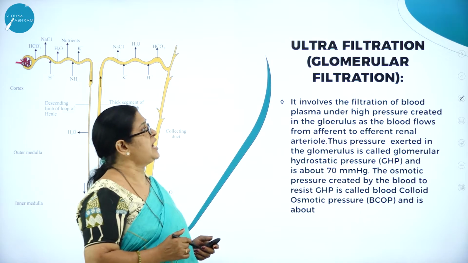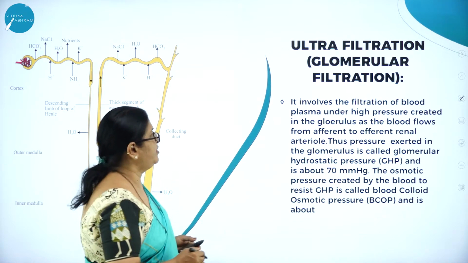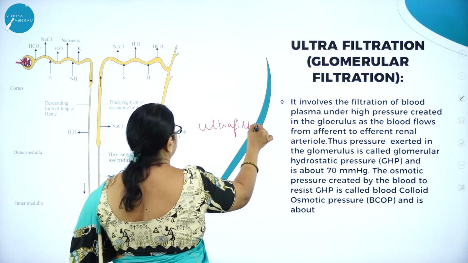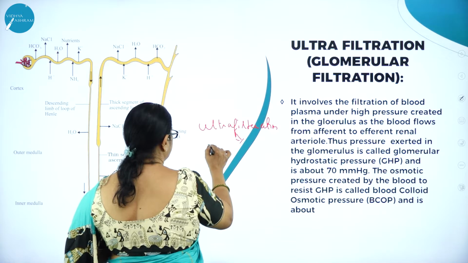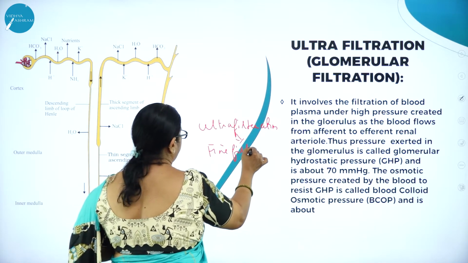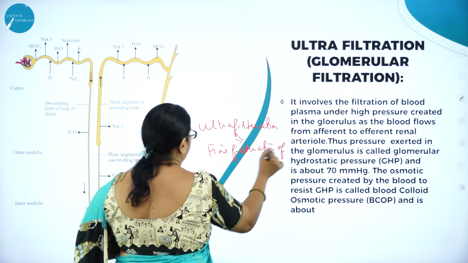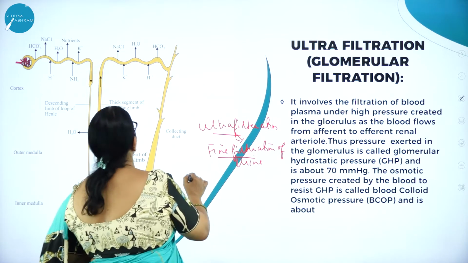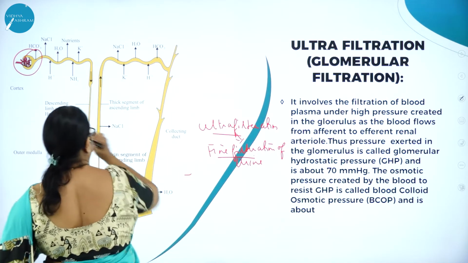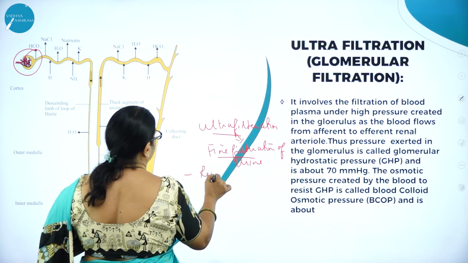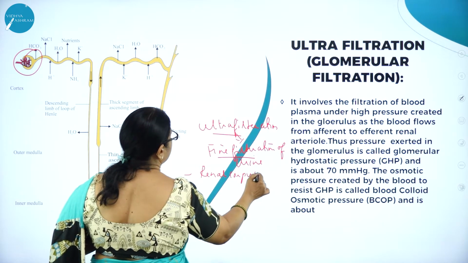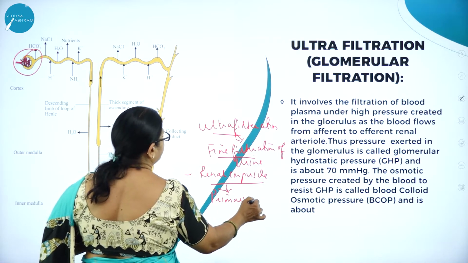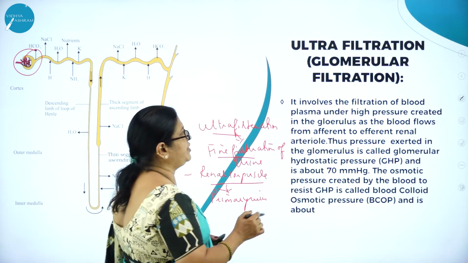So ultrafiltration is also called glomerular filtration. What do you mean by ultrafiltration? It means the fine filtration of blood, which takes place in the Bowman's capsule, in the renal corpuscle, we can say. So it is also called primary urine.